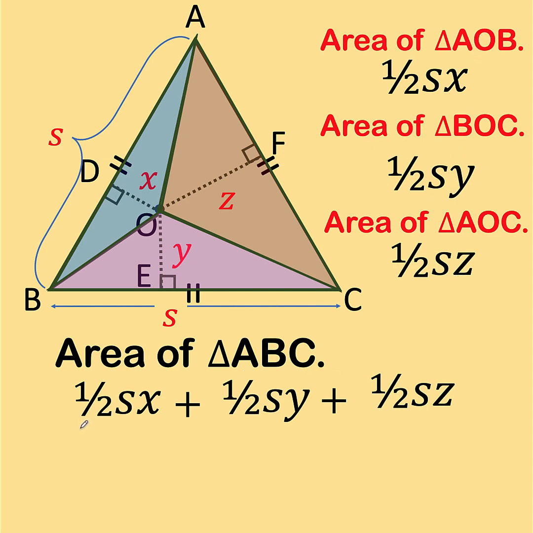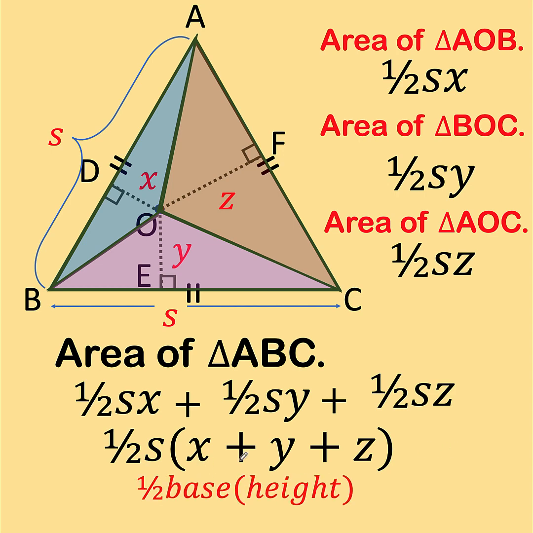Notice that there is a common factor of 1/2 S common to all three terms. So let's factor out 1/2 S. Dividing each of the terms by the common factor 1/2 S, we arrive at 1/2 S times the quantity x plus y plus z. Let's recall that the formula for the area of a triangle is 1/2 times the base times the height. We have here 1/2, similar to this. This S is the length of the base. This implies that x plus y plus z is the height of triangle ABC.